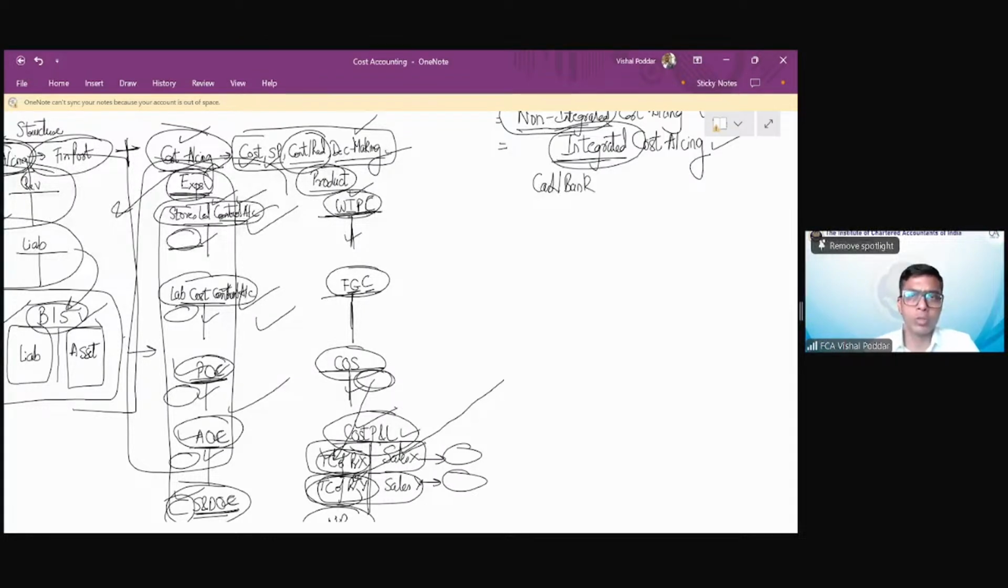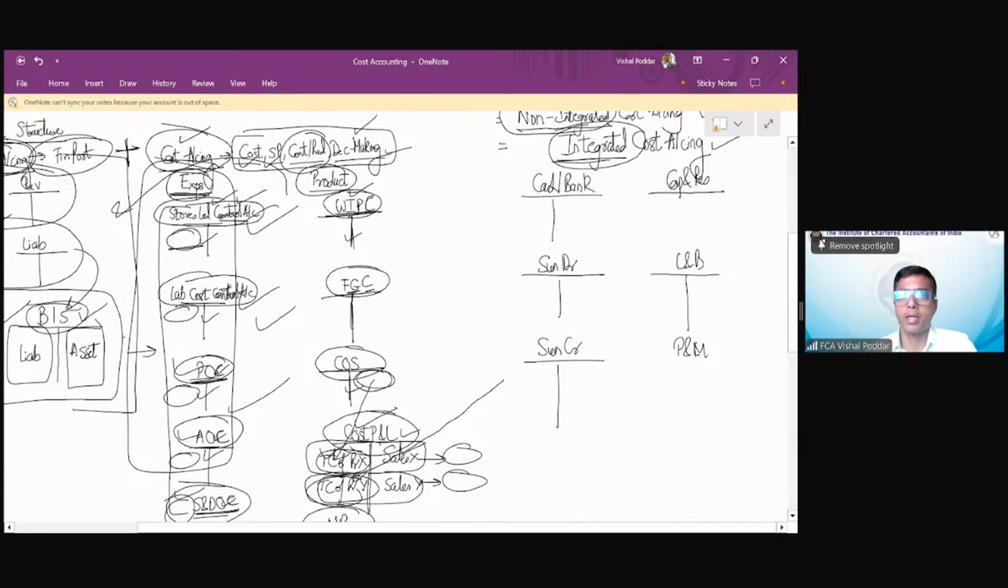I'm merging bank also. So cash and bank, the sundry debtors, sundry creditors, capital account, and all the reserves. I'm just combining them. Then all your fixed assets accounts like land, building, machinery, all those accounts. So let me make it separate. Plant and machinery, land and building. So I require all these accounts to complete the double entry.